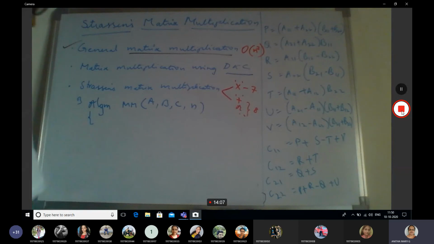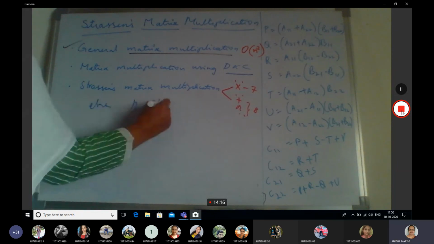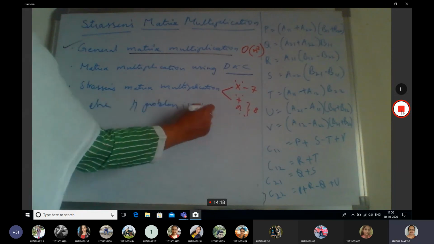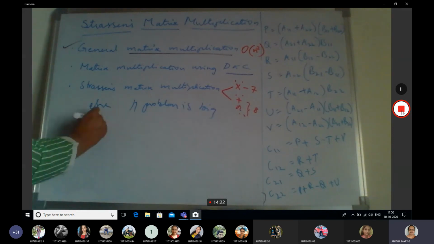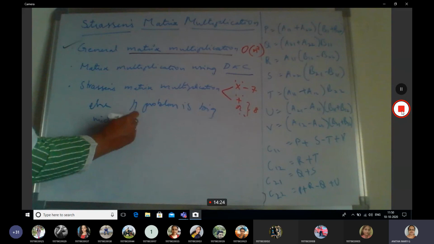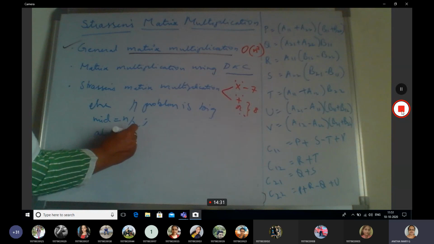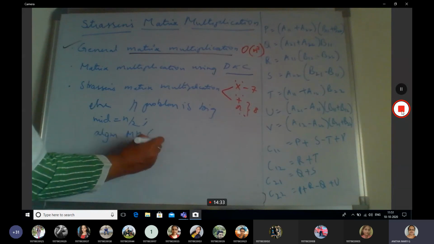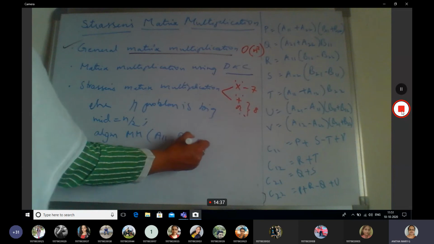The else part means, if the problem is not small, if the problem is big, what exactly are we going to do? We are going to find out mid, that is n by 2. Okay, and again we are going to call the algorithm matrix multiplication with A11, B11 and n by 2.